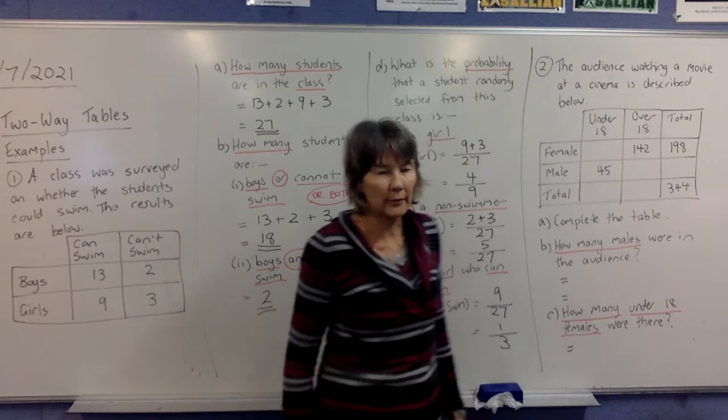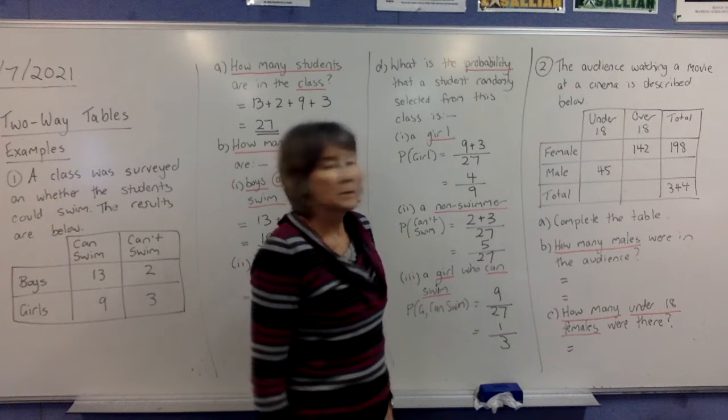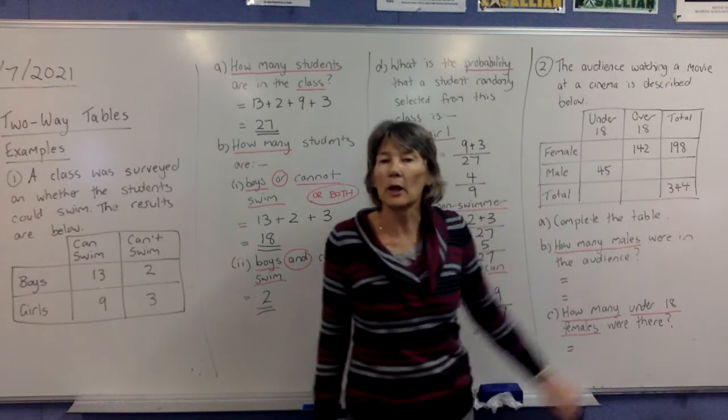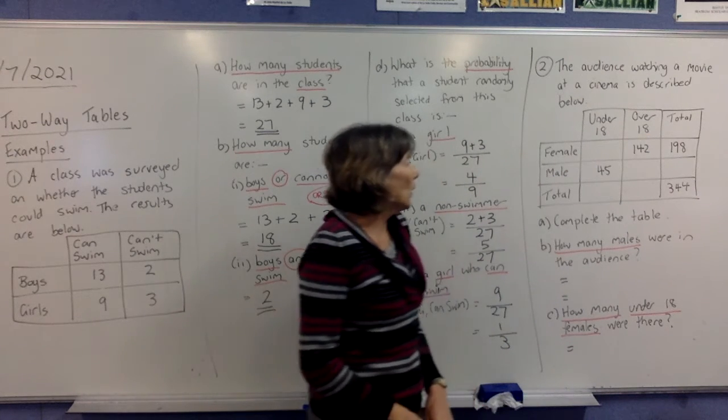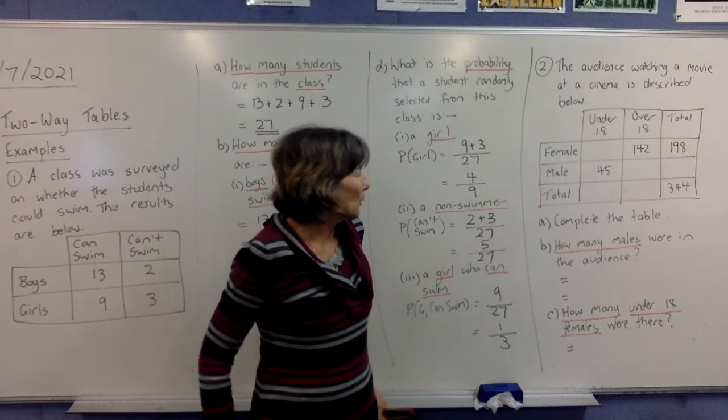I don't know why they've done that because they've left all the 18-year-olds out of the table. So they probably should have said 18 or over here. But anyway, we'll go with what they've said. Alright, maybe there were no 18-year-olds in the movie. So we're going to have a look at what they've done here.